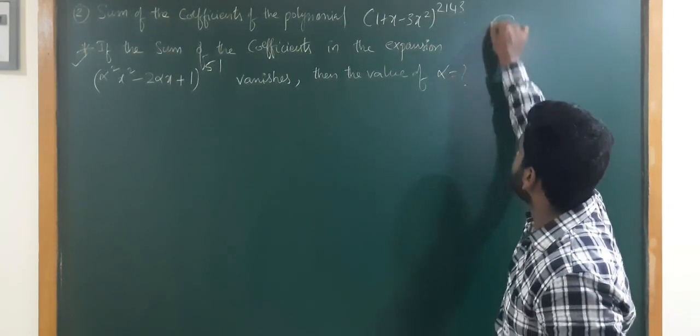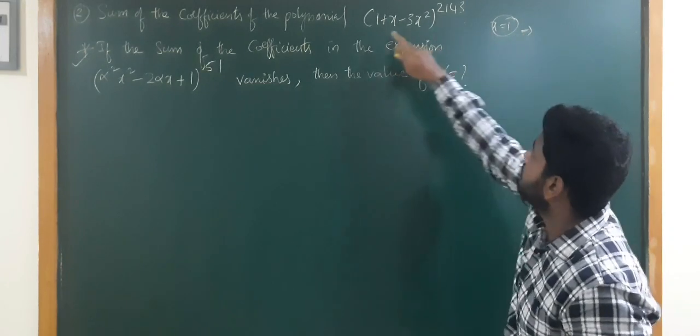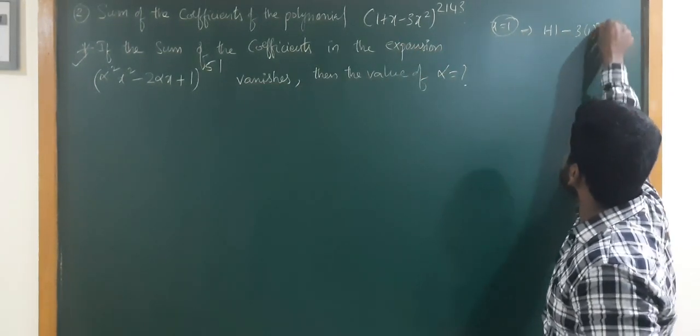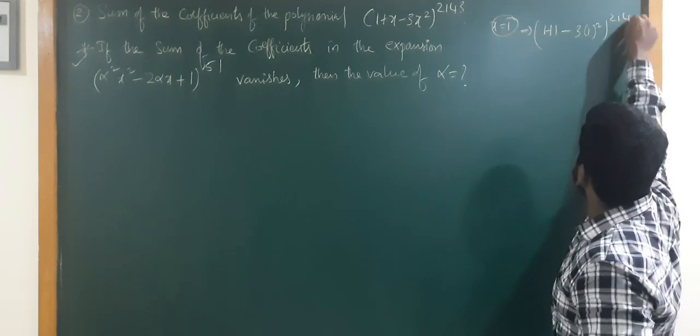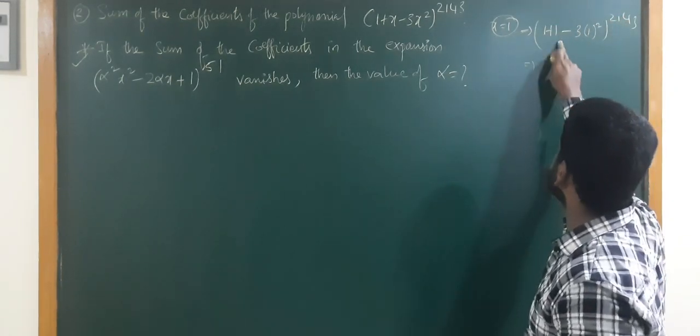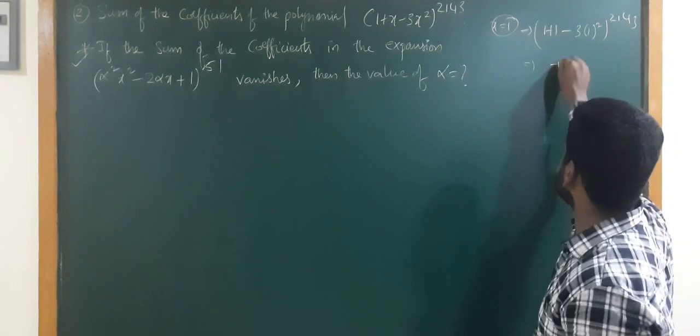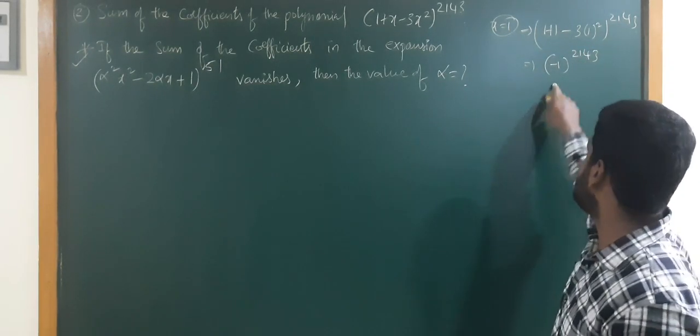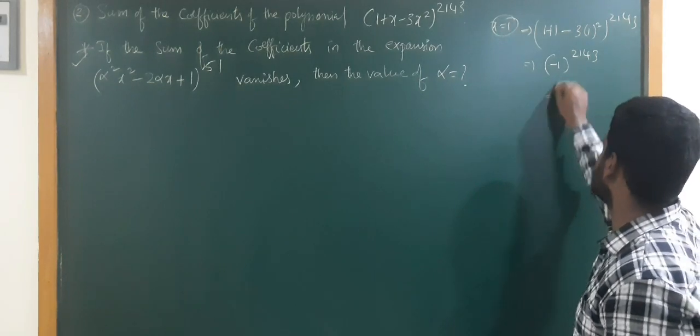After substituting x equal to 1, we get (1 plus 1 minus 3 into 1 square) whole to the power of 2143. 1 plus 1 is 2, 2 minus 3 is minus 1, so minus 1 to the power of 2143. See, minus 1 to the power of an odd number is minus 1.